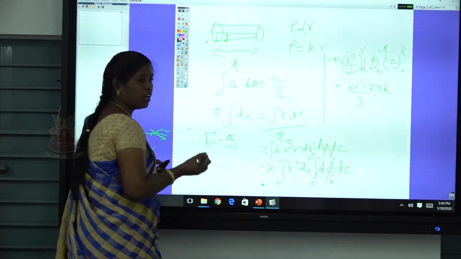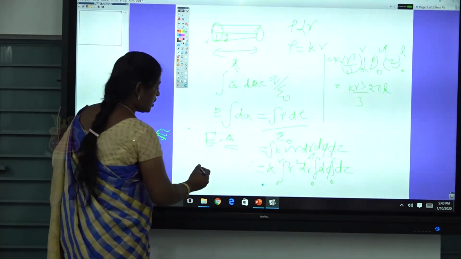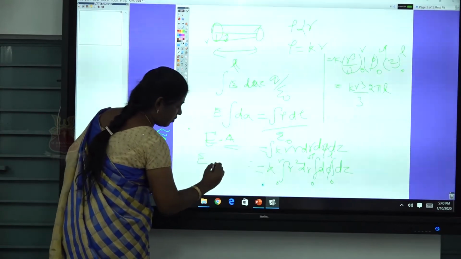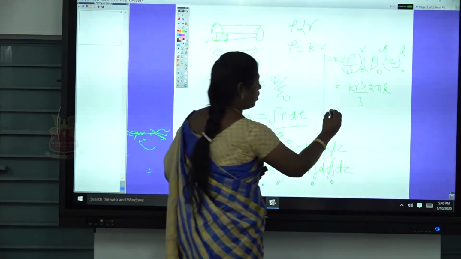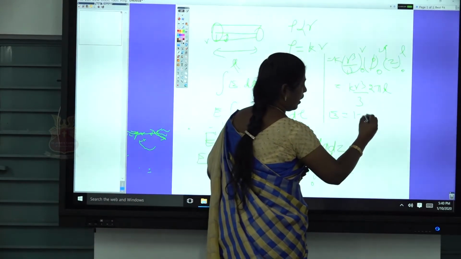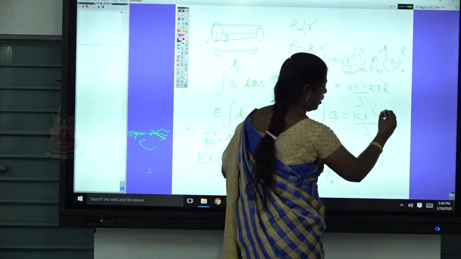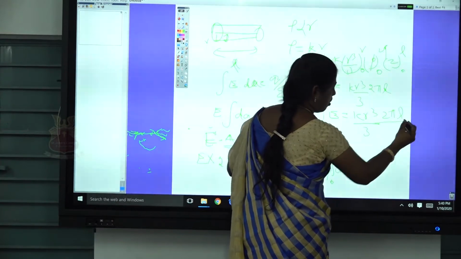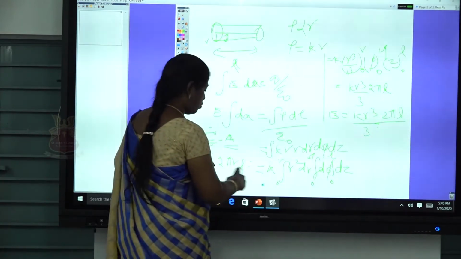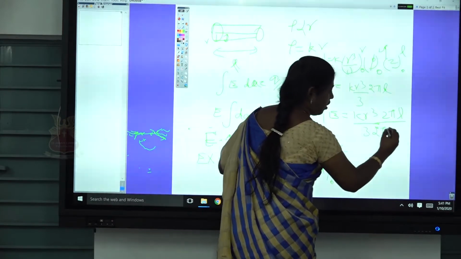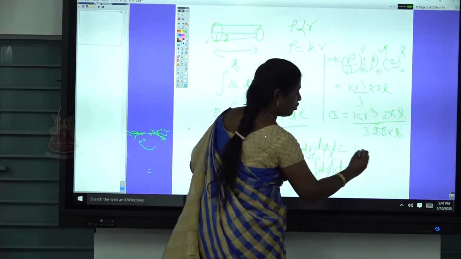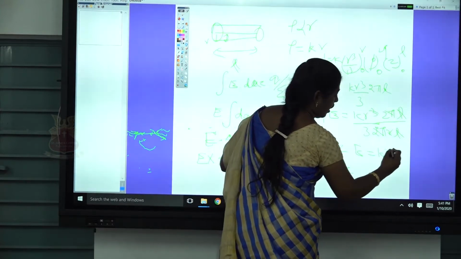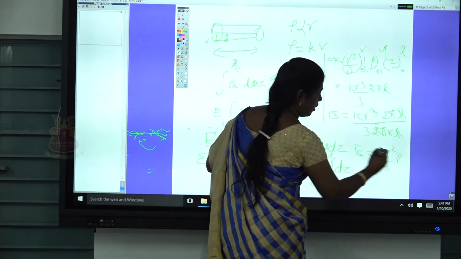A is the curved surface area of the cylinder. Substitute the curve. What is the curved surface area of the cylinder? 2 pi R L. Therefore, E equals K R cubed by 3, divided by 2 pi R L. L cancels, 2 pi cancels, R cancels. Therefore, E is equal to K R square by 3 into R cap.